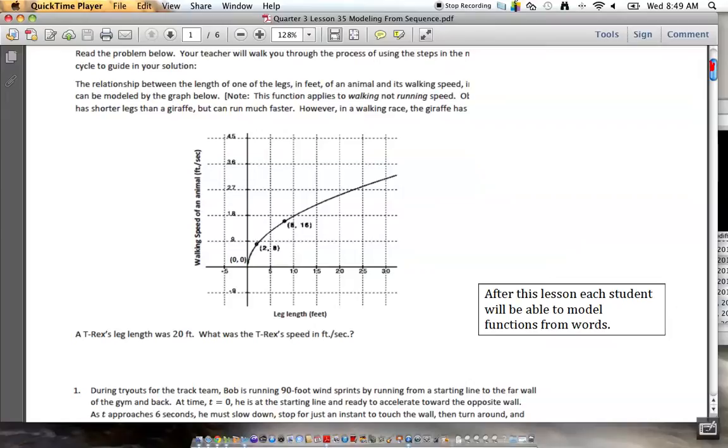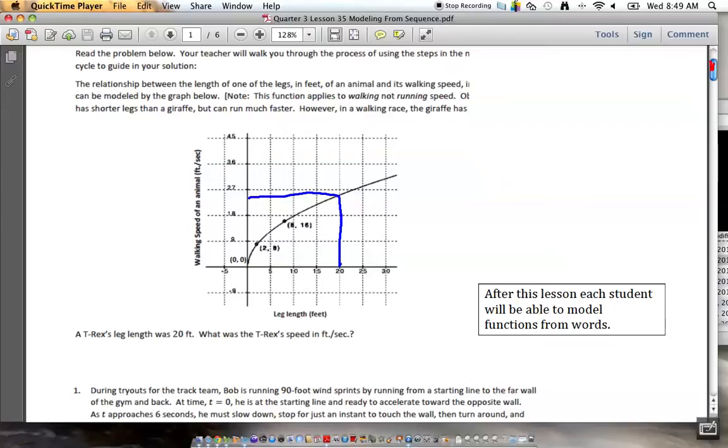So, if the T-Rex's leg length was 20 feet, I go up to here, and then I go over to here. What was his speed about? 20, 21, something like that. If they gave you choices on a test, they'd probably be like 17, 19, 21, 23. So, 21. Oh, that says 27. I'm sorry, I thought that said 22. Let me rearrange those choices. 15, 20, 25, 30. 25. So it'll be pretty obvious across from there.